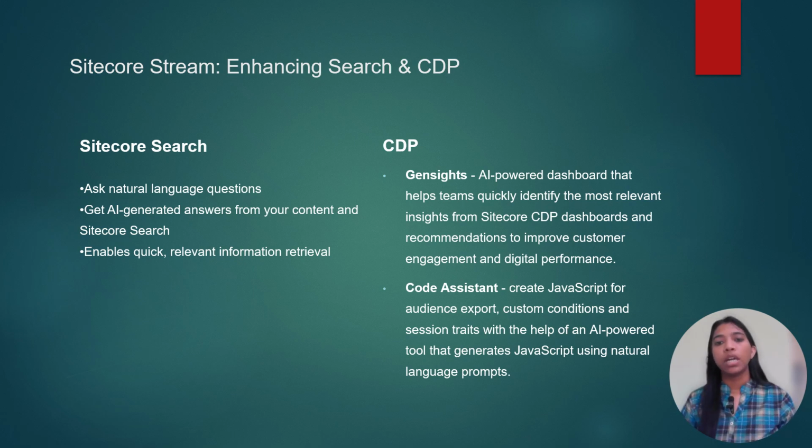And now the CDP. In the CDP, we can see a new dashboard called Gen Sites. It's an AI-powered dashboard where we can see the recommendations that we can use to improve customer engagement. And also we can see the overall view of the CDP dashboard, a quick summary. There is another feature available in the CDP, the code assistant. Sometimes we have to write code for creating segments and for creating experiences. With the help of the code assistant, we can generate the code automatically in the CDP. So that is another feature.